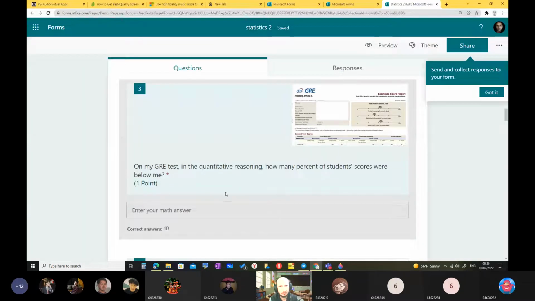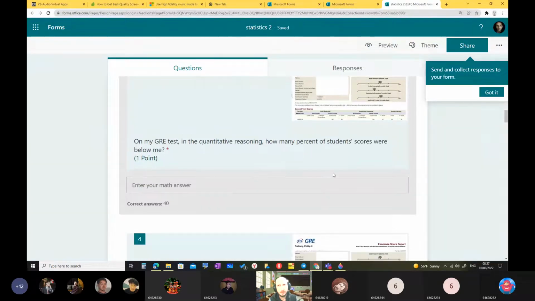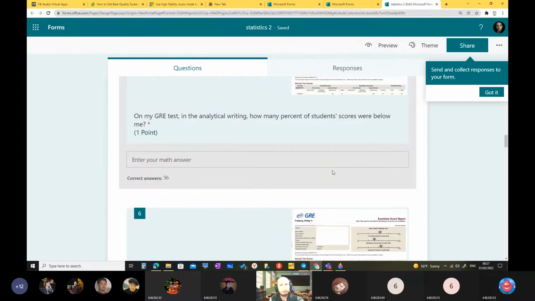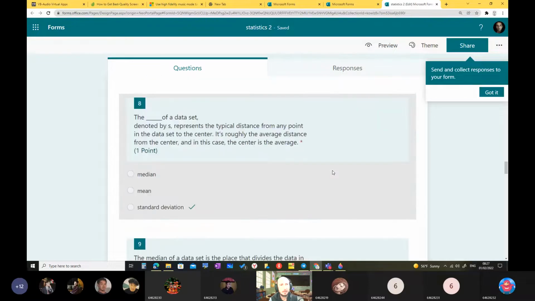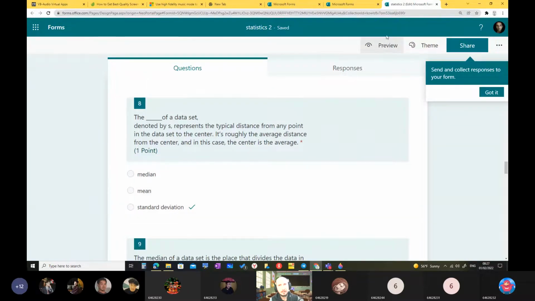So these are the questions related to that. Percent of student scores, okay? So again, it shows you your quality in relation to others. A percentile is the percentage of individuals in the data who are below where your particular number is located. Yes, true. The standard deviation of a data set, denoted by S, represents typical distance from any point in the data to the center. It's roughly the average distance from the center, and the center is the average.